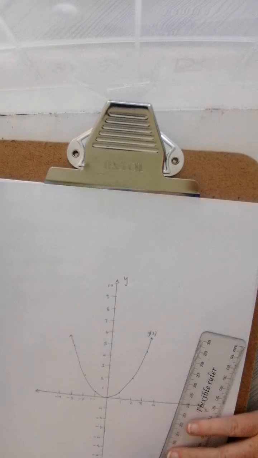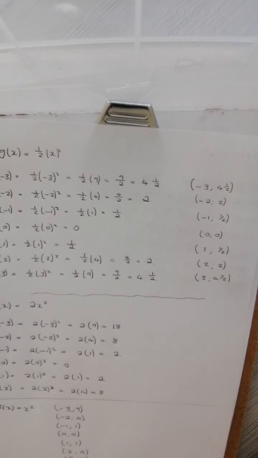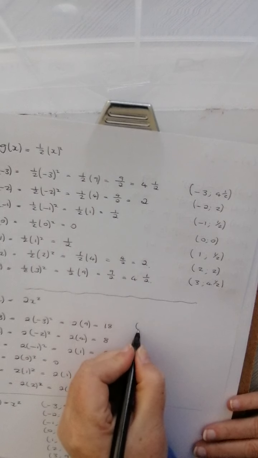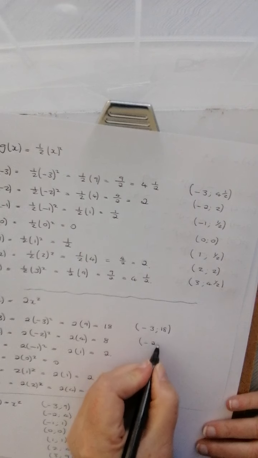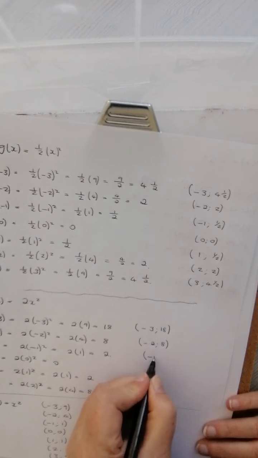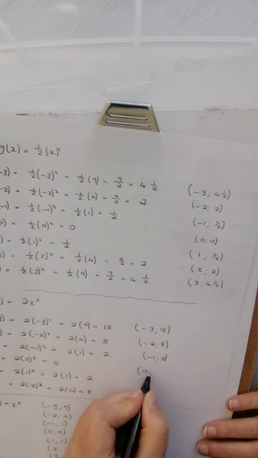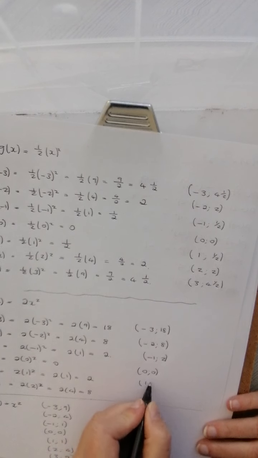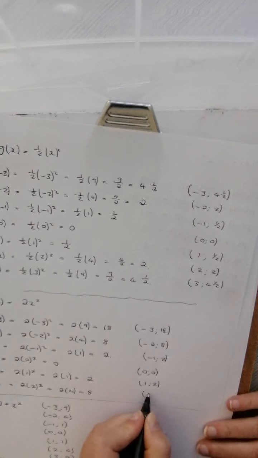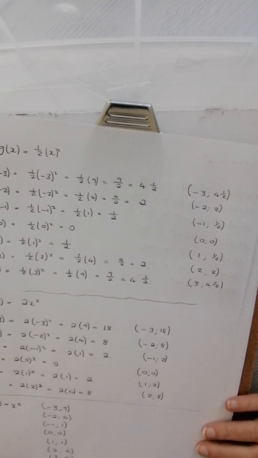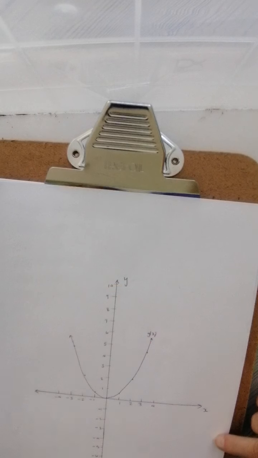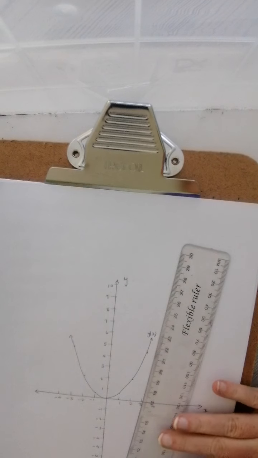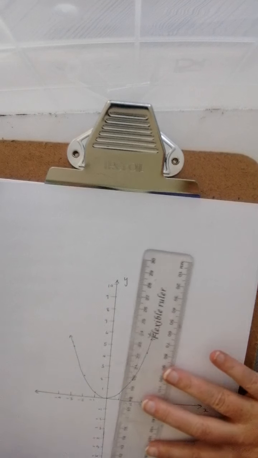GX. Okay, HX. Oh, we forgot to put in the coordinates here. HX was minus 3, 18, minus 2, 8, minus 1, 2, 0, 0, 1, 2, and 2, 8. Okay, so let's have a look at this one. I'm not going to do the 18 because my graph only goes up to 10, but I can do the next one, which is minus 2, 8.